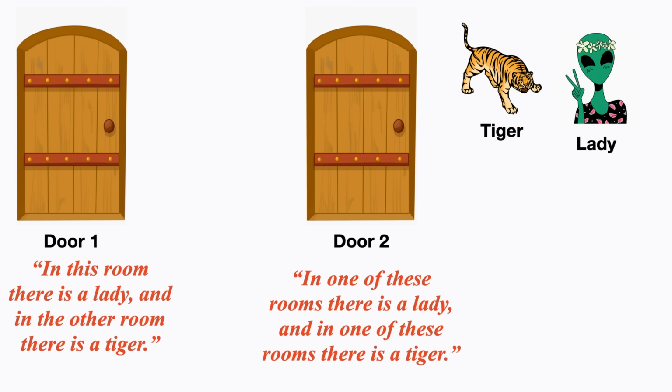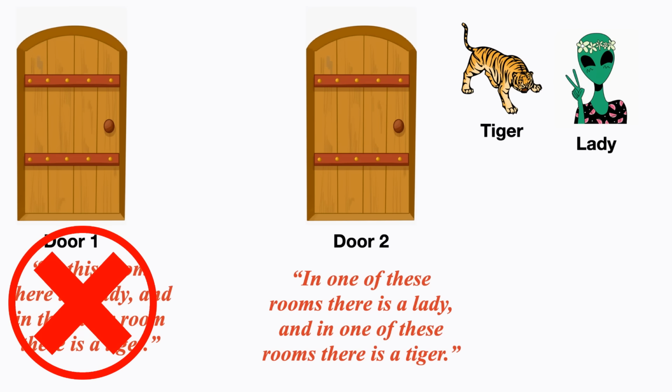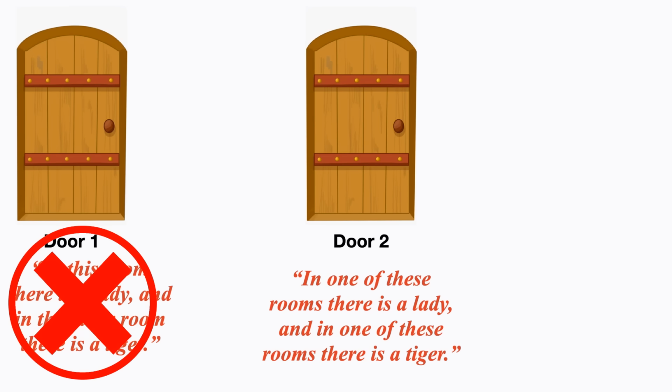Let's analyze the statements now. For a moment, let's assume that the first statement is true. That is, the lady is behind door 1 and the tiger is behind door 2. But this makes statement 2 also true, where it says there is a tiger behind one of these doors and a lady behind one of these doors. Hence, statement 1 can't be true. Hence, statement 2 must be true.